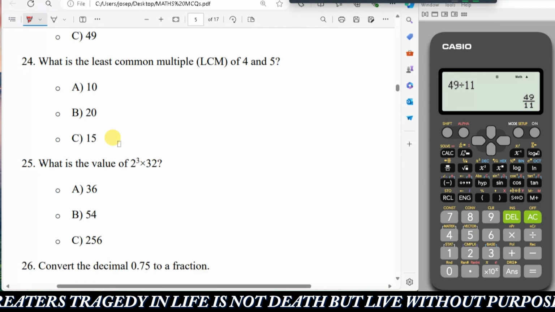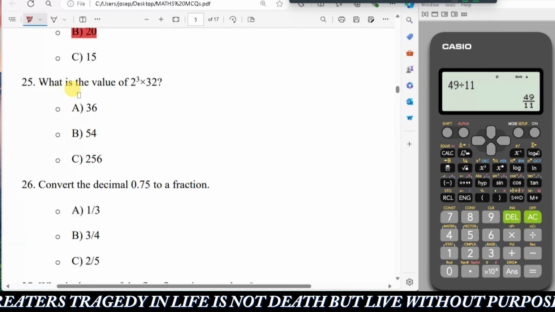So what is the least common multiple? The first one we looked at the greatest common divisor, and here we're looking at the least common multiple of 4 and 5. The multiples of 4, you have 4, 8, 12, 16, 20, 24, 28. Look at the multiples of 5. You have 5, 10, 15, 20. So the common and least among them is 20. We don't have 15 in the multiples of 4, and we don't have 10 in the multiples of 4, so you have eliminated those already.